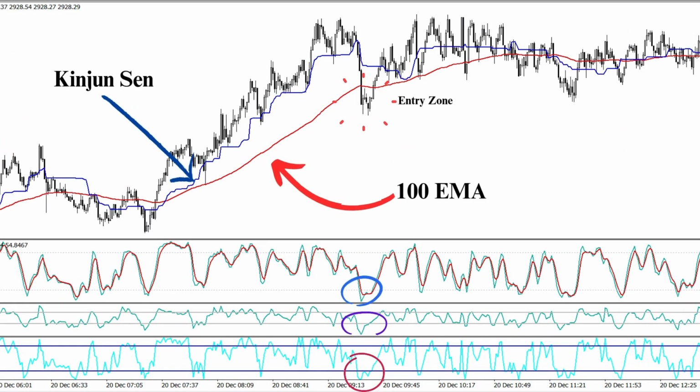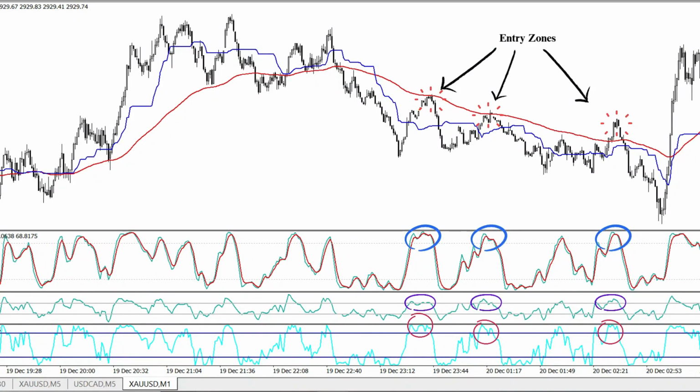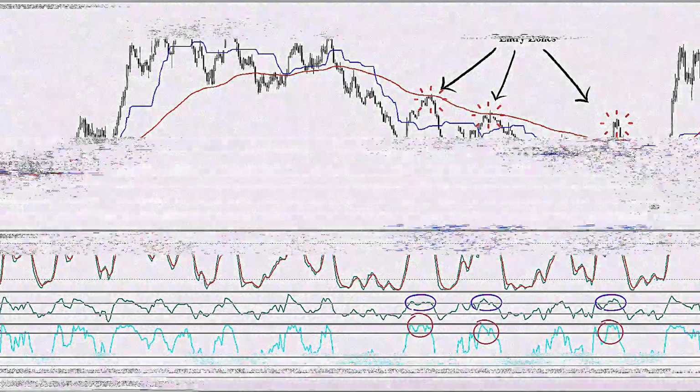So to summarize, a buy condition is fully met when the Kijun Sen is above the moving average and all 3 oscillators are in an oversold condition. A valid sell signal is when the Kijun Sen is below the moving average and all 3 oscillators are in overbought status.